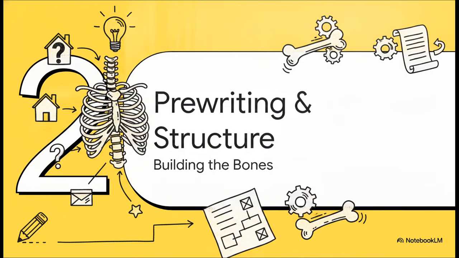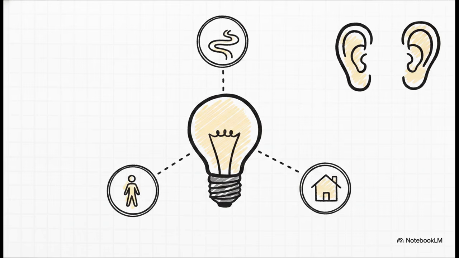Moving right along to section 2, pre-writing and story structure. Before you type a single line of dialogue, you have to build the bones of your story. That happens in the pre-writing phase. Pre-writing often starts with brainstorming alongside your team, and the absolute golden rule here is to respect every single idea without immediate judgment. So, imagine a writer's room.